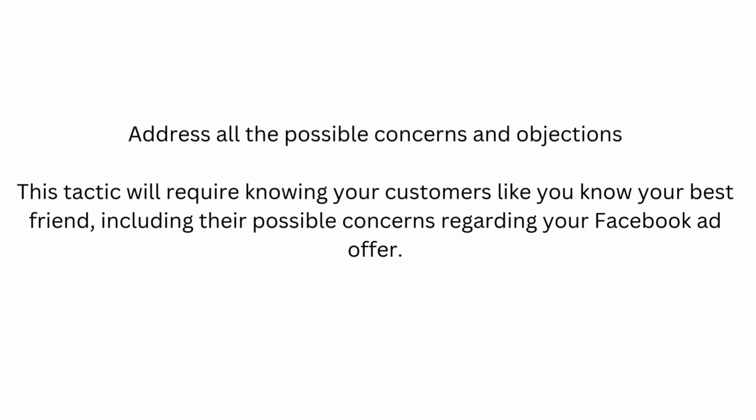Okay, the next one is address all the possible concerns and objections. After this training, please go and write down 10 possible reasons people will not buy from you. Make sure that you start addressing all those 10 reasons in your ad copy in one way or the other. I'm not saying that you're going to put all the 10 reasons, but anytime you write ad copy, address at least 2 to 3 of those objections.